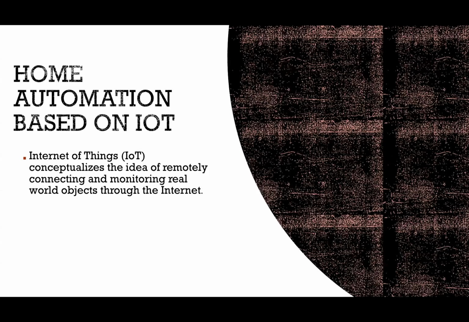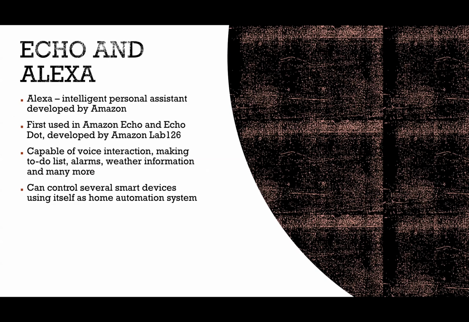Next slide. Home automation based on IoT. So the Internet of Things conceptualizes the idea of remotely connecting and monitoring real-world objects through the internet. When it comes to our house, this concept can be aptly incorporated to make it smarter, safer, and automated. Next slide. Let's talk about Echo and Alexa.